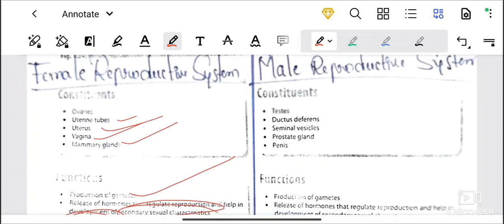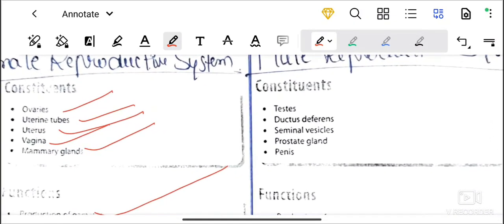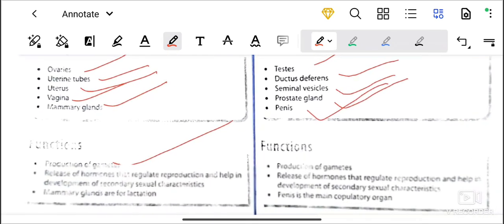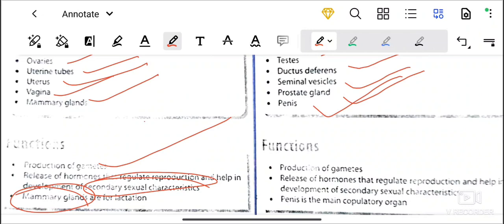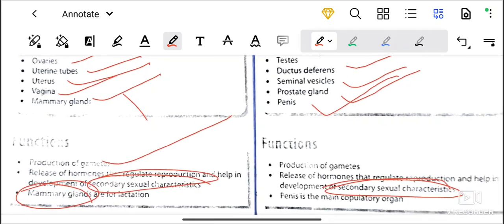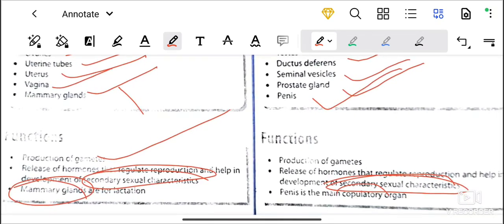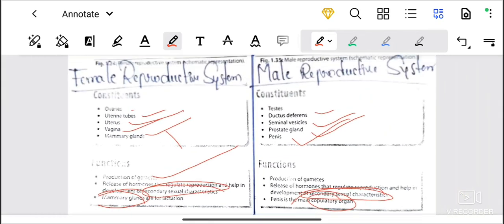The male reproductive system consists of testes, ductus deferens, seminal vesicles, prostate gland and penis. The functions are the same: production of gametes, and release of hormones regulating reproduction and helping secondary sexual characteristics. The function is the same between the male and female reproductive systems. The penis is the main copulatory organ of the male reproductive system.